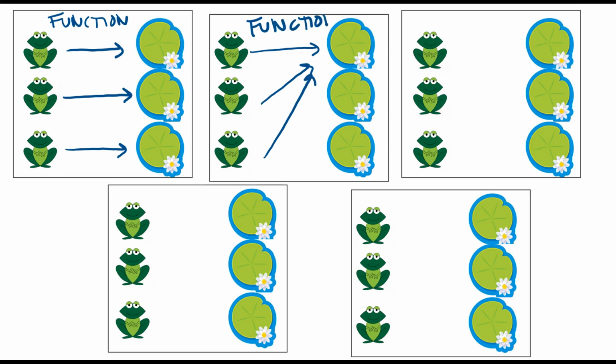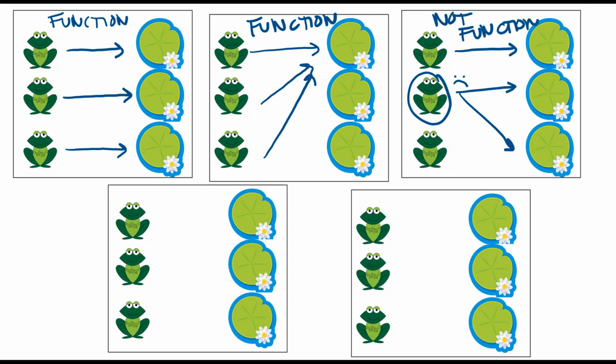Don't write frog party, write the official math vocabulary of function. All right, let's take a look at another one. So this frog jumps here, this frog jumps here, and also here. Is this a function? No, this poor little guy did not get to make it. This is not a function.